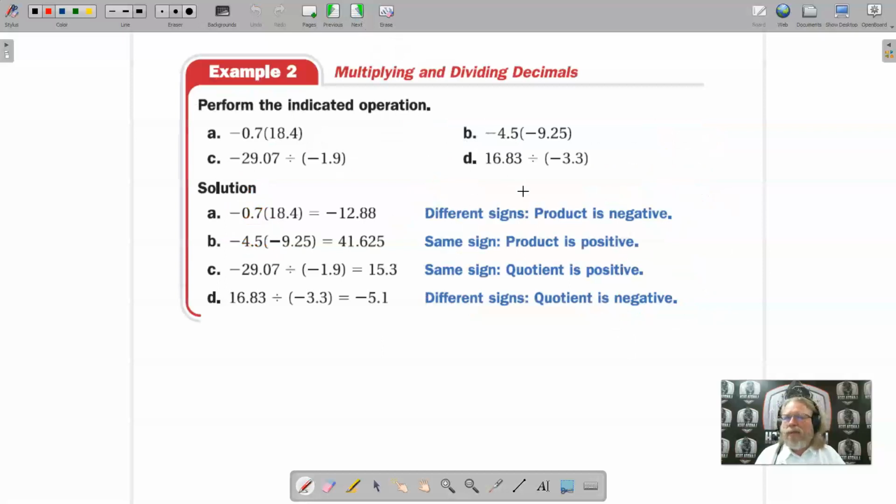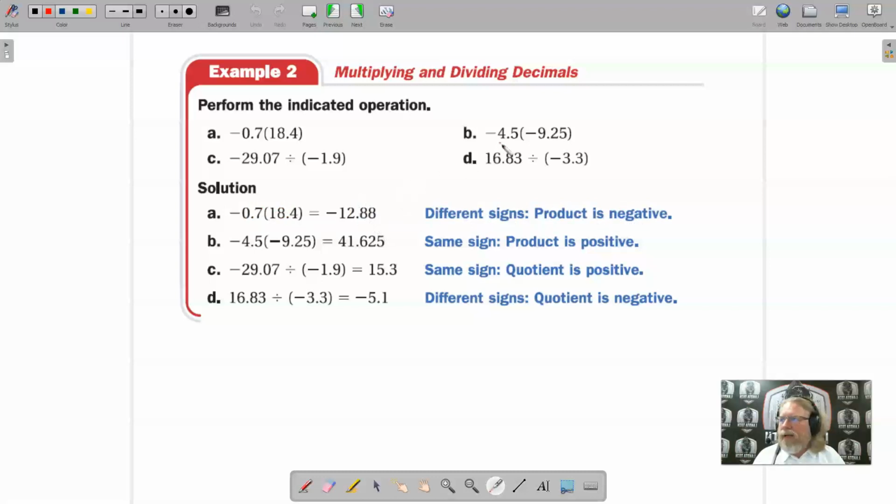Looking at the next one, multiplying and dividing. So we covered addition and subtraction. Now we're going to look at multiplication and division of positive and negative decimals. So perform the indicated operation. So for A, it is a negative times a positive, and they are different signs. So down here we have the negative times positive, same problem. And a positive times a negative, or a negative times a positive, equals a negative. If they are different signs, then the product, or the result of multiplying, which is a product, that's negative as well.